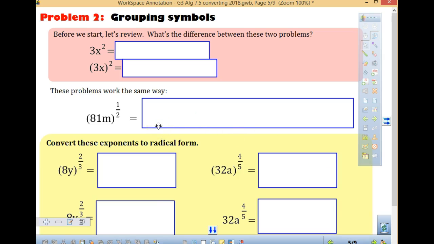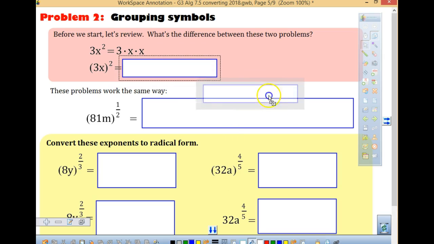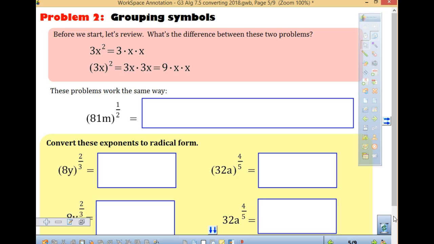So if we're looking at grouping symbols also, 3x to the 2nd, that really means 3 times x times x. Whereas when you have that whole parenthesis raised to the 2nd power, that means 3x times 3x. Then you can use the commutative property and multiply your two 3's together to get 9, and x times x. So our final answer would be 9x squared for that one, whereas this one is just 3x squared. So the problems work the same way when we are looking here.